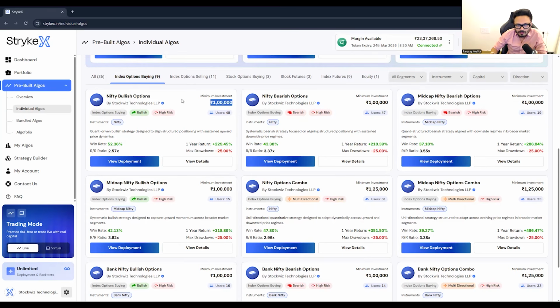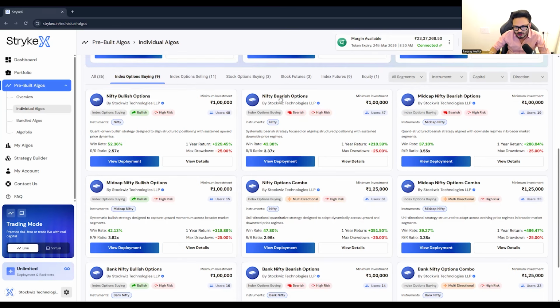Now, Nifty bullish options, Nifty bearish options, they can be deployed independently. Now, your question would be, why would someone deploy it independently when you already have a bundle? Some people might want some customization, that I am more bullish on the market, so I want 5 lots on bullish and 2 lots on bearish. That's the reason we have given it independently. But if you're a new user, if you consider yourself new to algos, do not deploy individual algos. Directly go for the combo or the bundle, right?